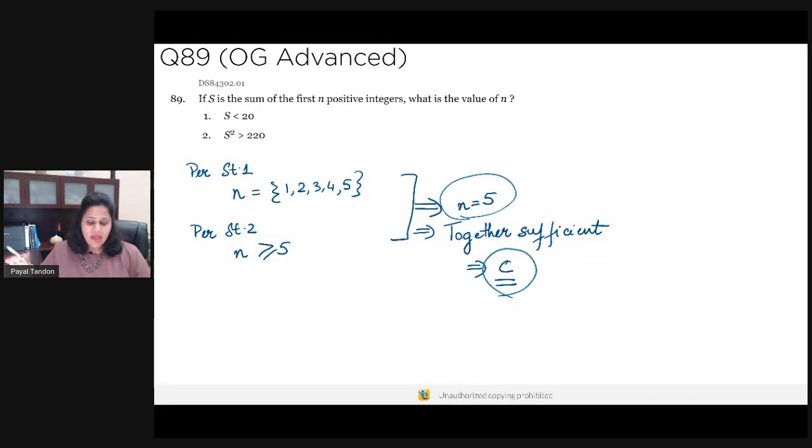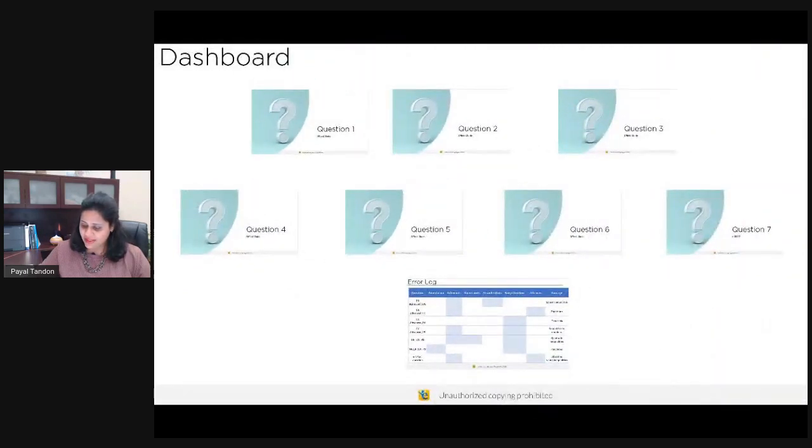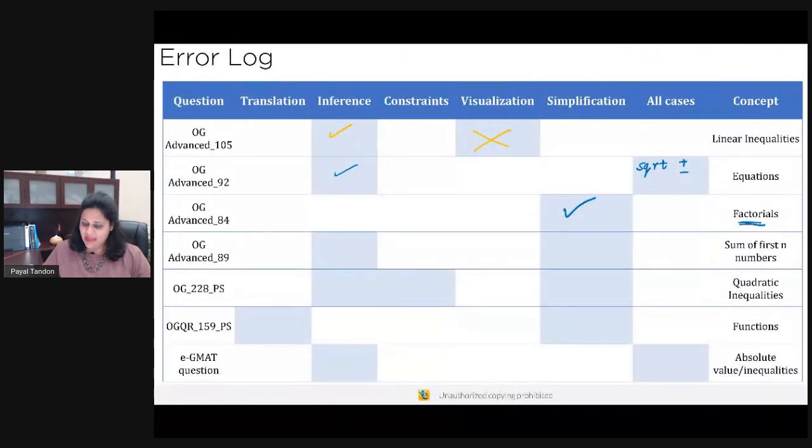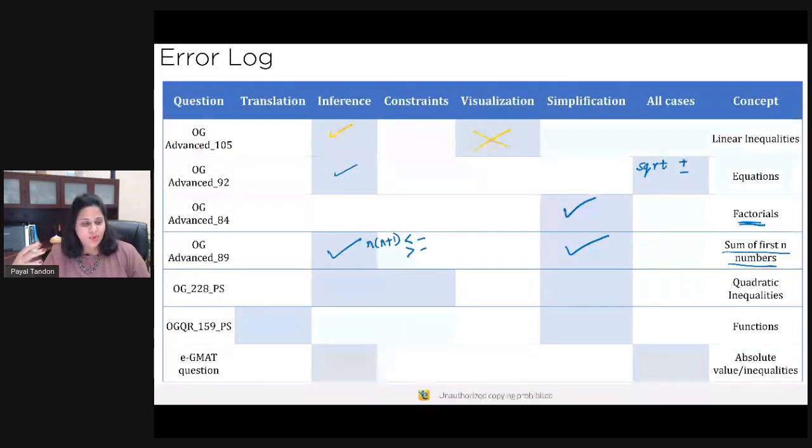Now, in terms of your process skills over here, the main process, again, this is the concept. So if you don't know the concept, you will not be able to proceed further. Then simplification needs to be done, and then the inference needs to be done. For simplification, you just have to follow through with it. For inference, you have to sit back and understand, what does n into n plus 1 less than or greater than some number imply? Product of two numbers is less than or greater than, what does that imply? That's the inference that you have to draw.